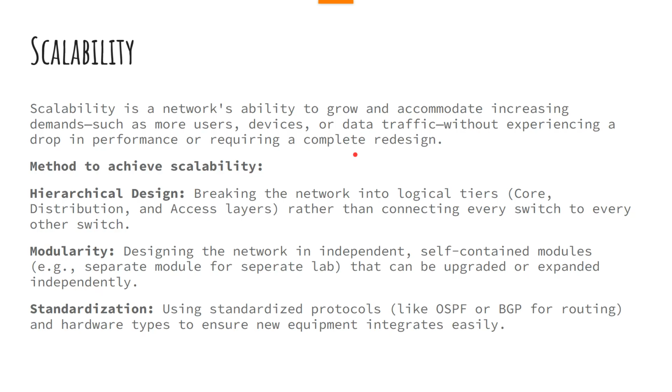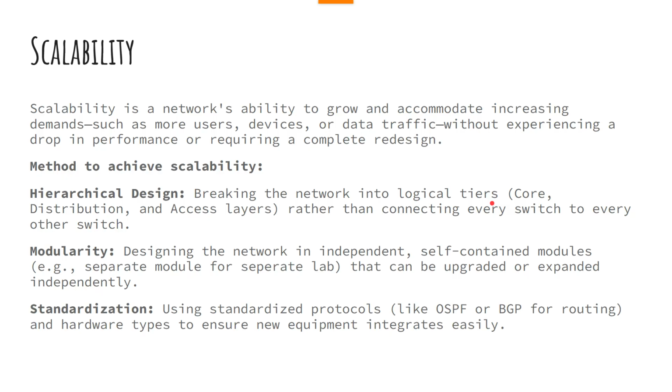Now, how do we achieve scalability? So there are three methods: hierarchical design, modularity, and standardization. These three methods would help us to achieve scalability. The first is hierarchical design. Break the network into logical tiers. Now this is pretty self-explanatory.